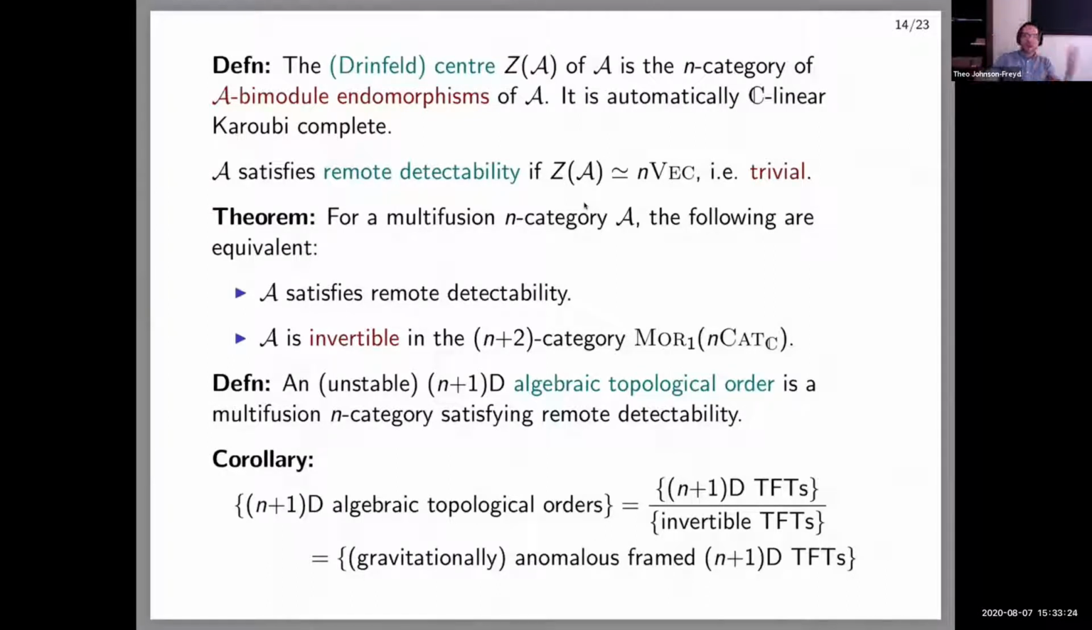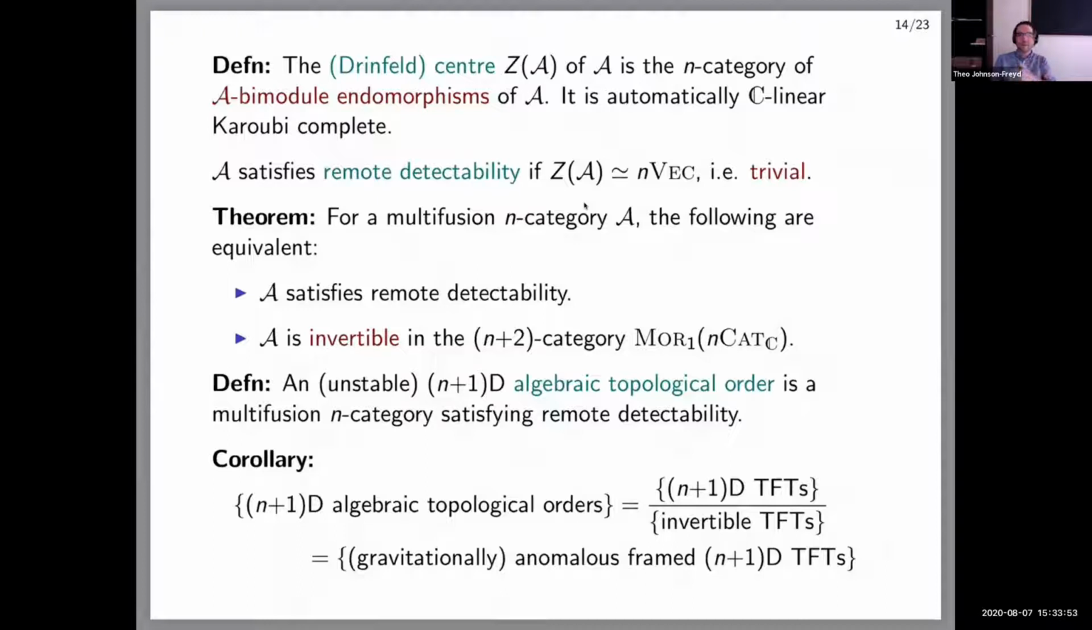And one of the ways to try to say this mathematically is to say that the Drinfeld center of my fusion n category should be trivial. The Drinfeld center is not a hard thing to write down. If you have any monoidal n category, whether it's fusion or not, its Drinfeld center is by definition the n category of bimodule endomorphisms of your object. This is just automatically C-linear and Karoubi complete.